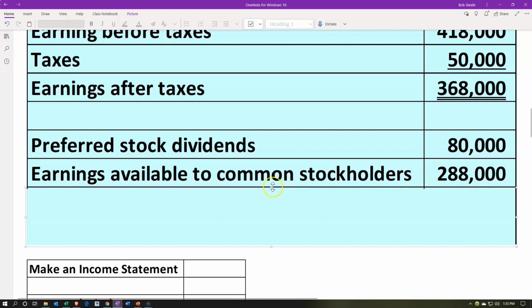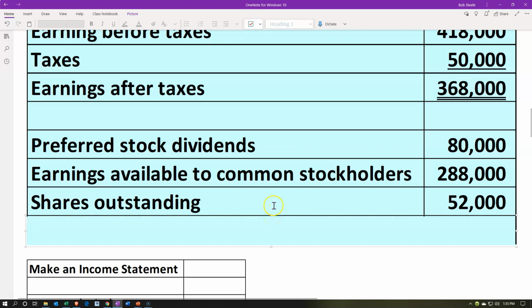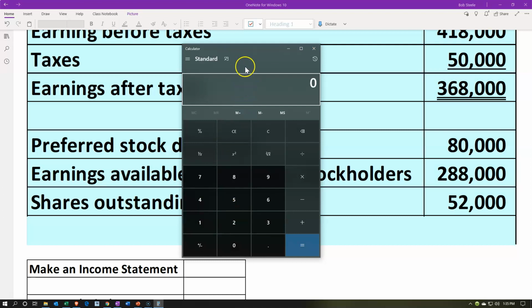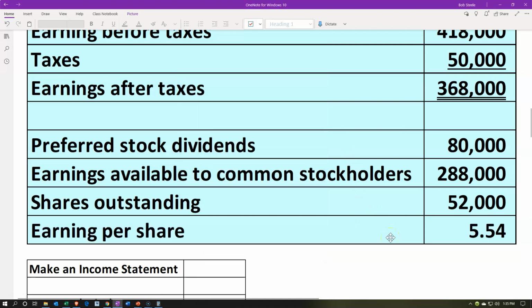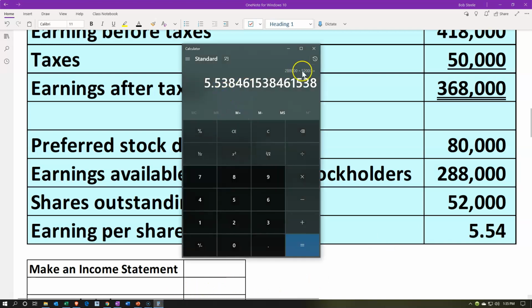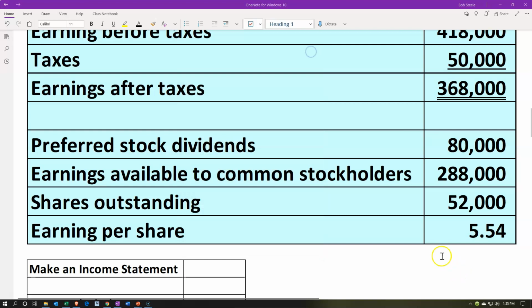We can take the 288 then and divide by the number of shares that are outstanding. The common shares, which we typically think of as the shares that are actually representing kind of voting ownership, the owner of the company. So then we have the 288,000 divided by the number of shares, 52,000, and that gives us the 553, and we're going to round that to 554. So we're going to round it up to 554 here. That's going to be our earnings per share.